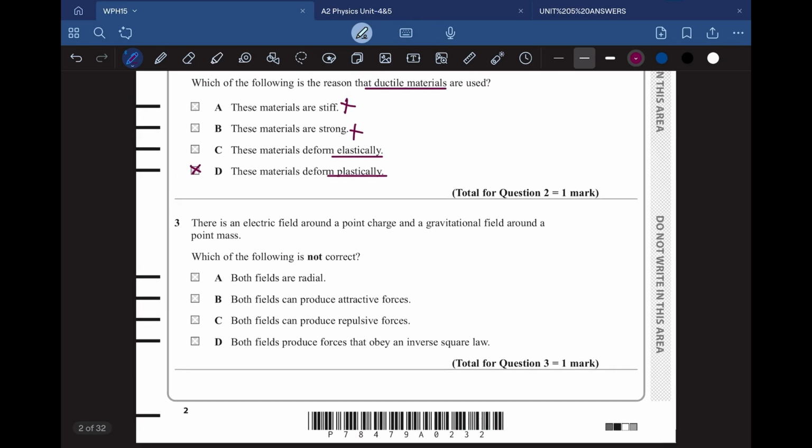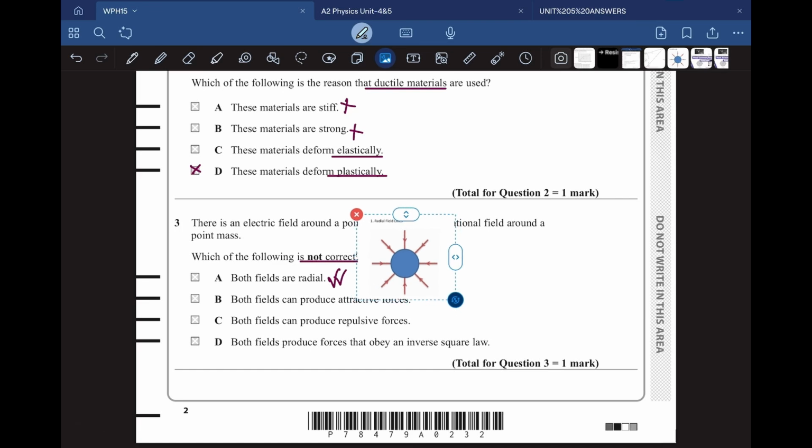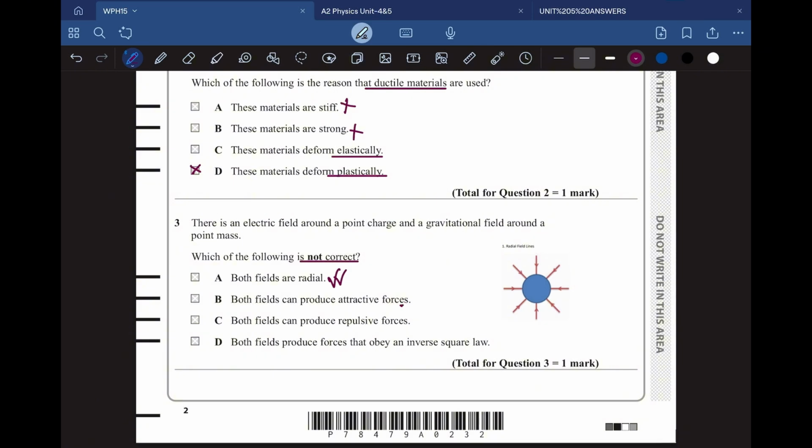Now the third question says there is an electric field around a point charge and a gravitational field around a point mass. Which of the following is not correct? It is saying which is not correct. Now in option A, they have given both fields are radial. Yes, both of them are radial. It's correct, because we have seen that both are radial, right? This is a radial field line. This is how the radial field lines look for both the electric field and the gravitational field. Both can produce attractive forces. Yes, both of them can produce attractive forces.